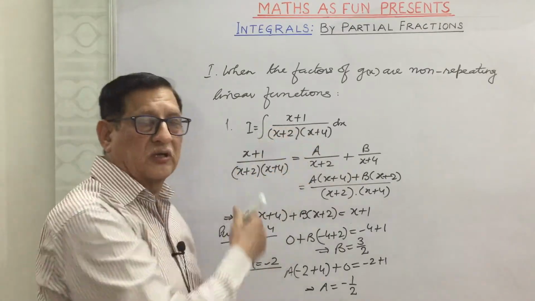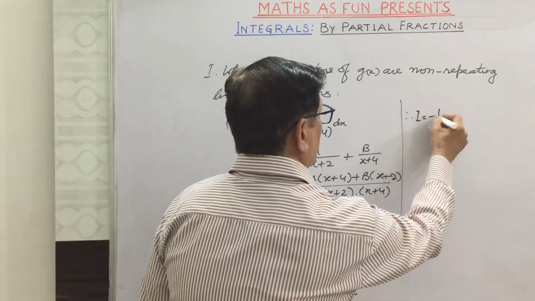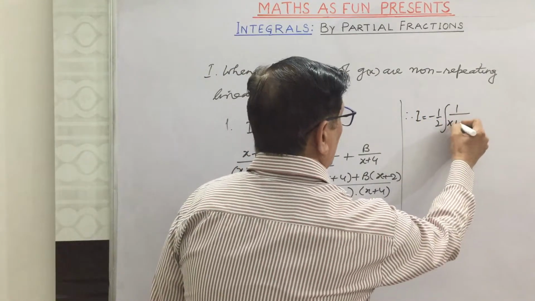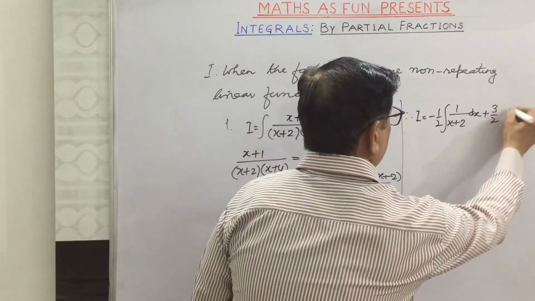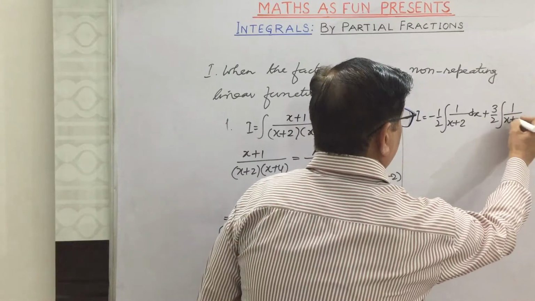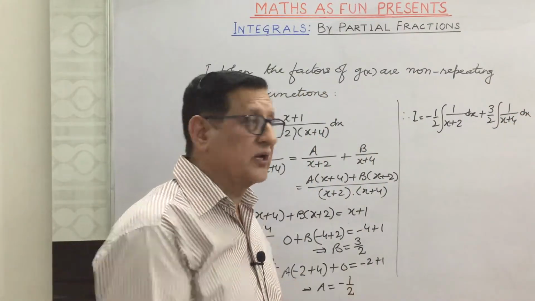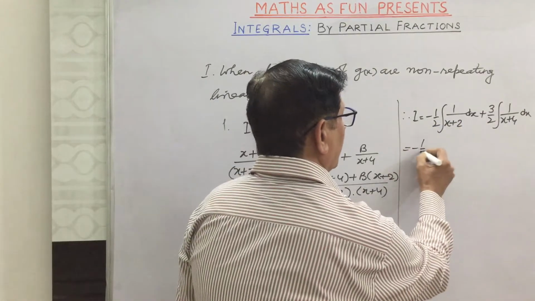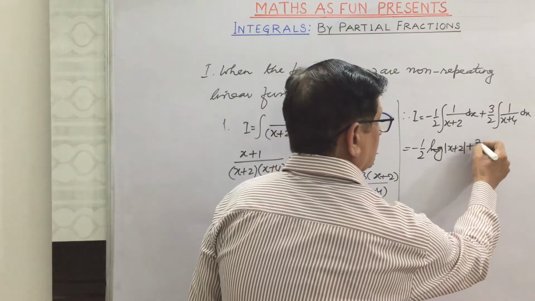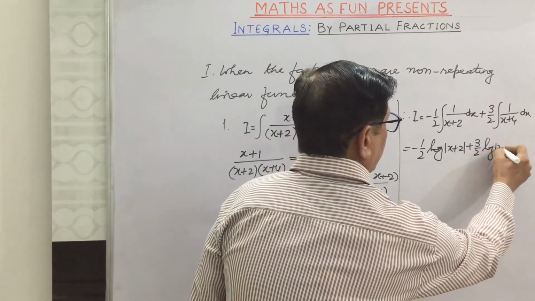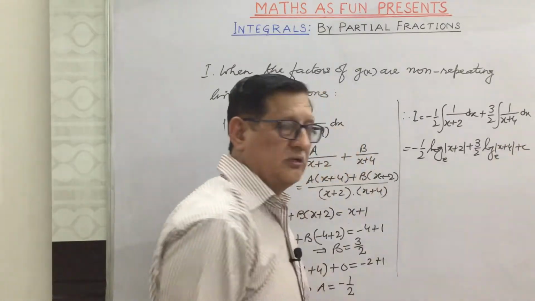the integral of the given function, and we will write, therefore, I is equal to minus 1 by 2 times the integral of 1 upon x plus 2 dx, plus b, that is 3 by 2, times the integral of 1 upon x plus 4 dx. We know the integral of 1 upon x is log x. Applying that here, we get minus 1 by 2 log of x plus 2 plus 3 by 2 log of x plus 4 plus c, where the base of log is e.